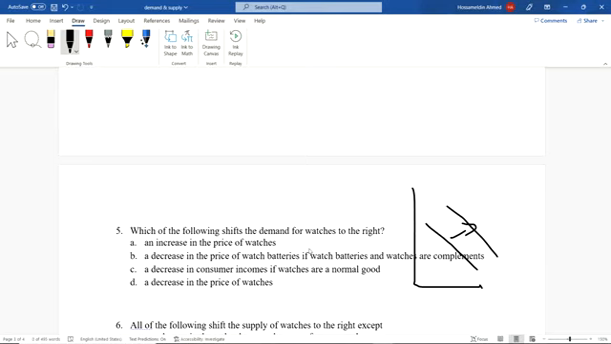Number A, an increase in the price of watches, which is wrong. Increasing the prices of watches will only decrease the quantity demanded and not even the demand for watches.